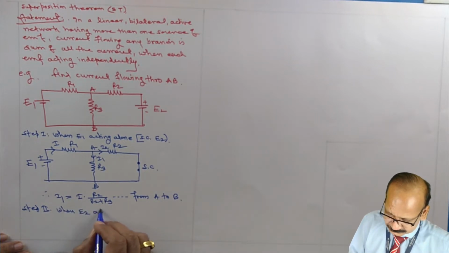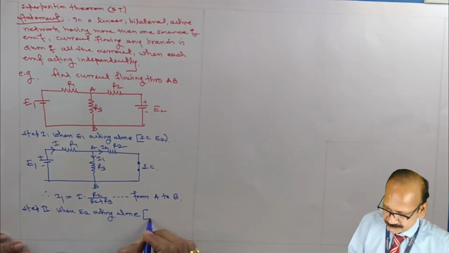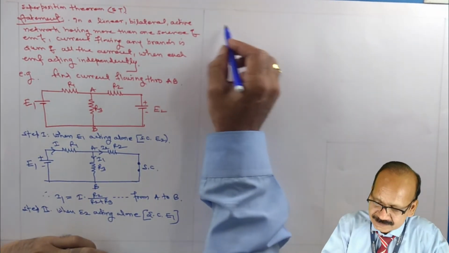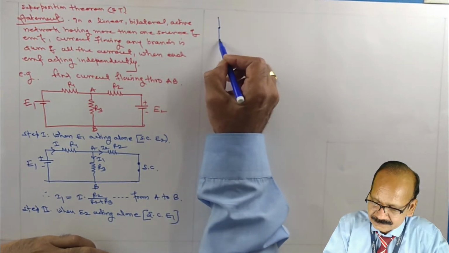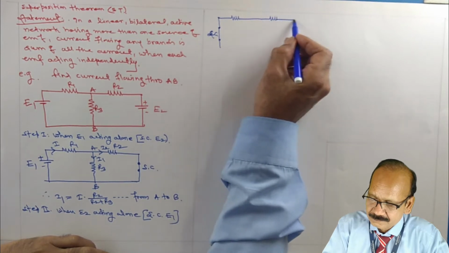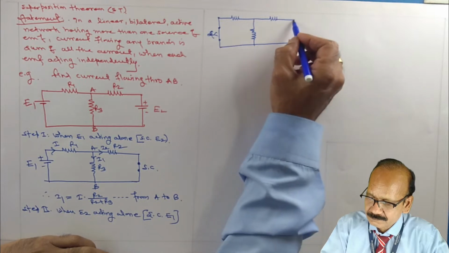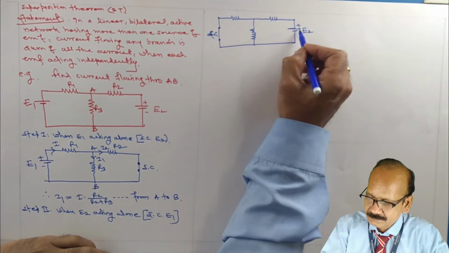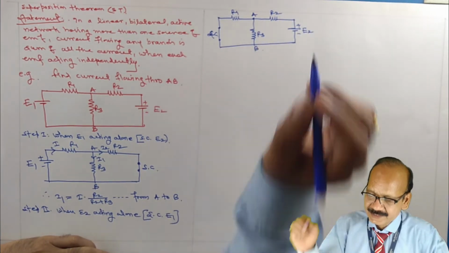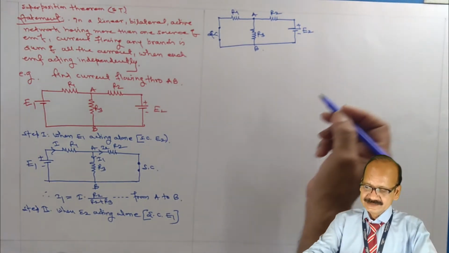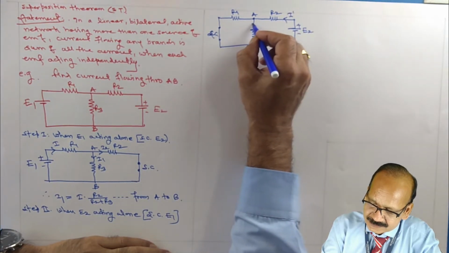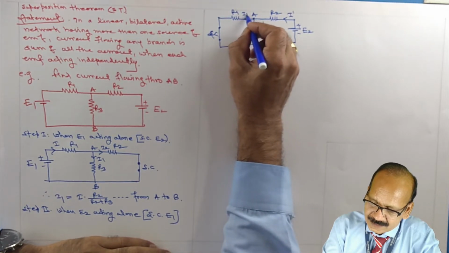Now step 2: when E2 is acting alone, we have to short circuit E1. So draw this diagram and short circuit E1. This point is A, this point is B, this is R1, this is R2, this is R3, and our objective is to find the current flowing through R3, that is AB, when E2 is acting alone. Say this current is I dash. Here it is I1 dash, and here it is I2 dash.